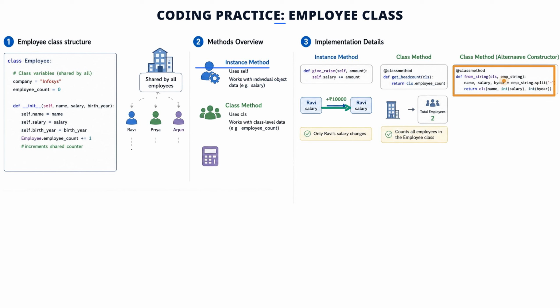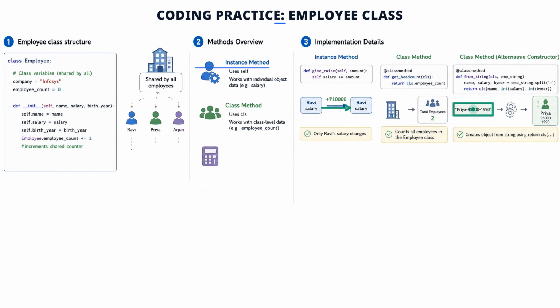For example, the from string method allows you to create an employee object from a single block of text. You can pass in a string like Priya-95,000-1990 and the method splits it into parts to build the object. This is a very common pattern in professional coding for handling different data formats.